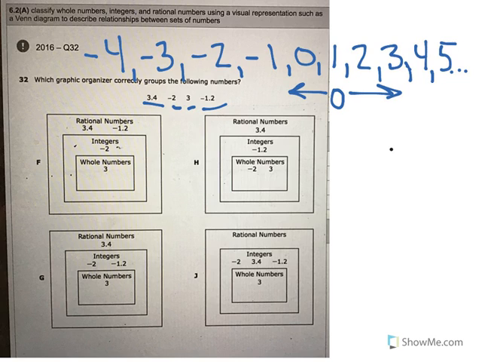Integers don't have a fraction or a decimal. They can be positive or negative. That's how they're different from whole numbers, because whole numbers have to be positive, including 0. Integers can be positive or negative. Okay? So what the heck is a rational number?